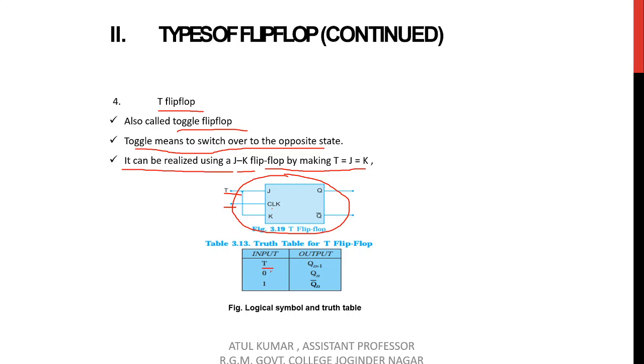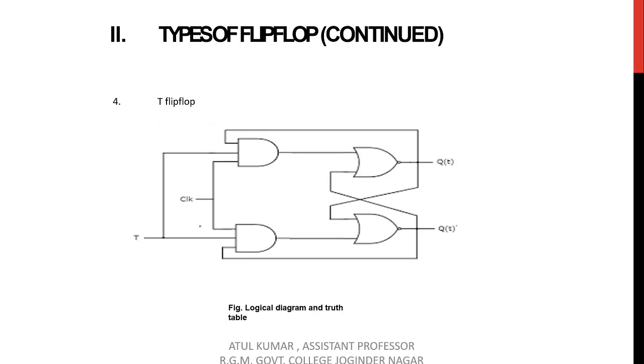So this one is the truth table for the T flip flop. In this case, when T is equal to 0, there is no change, and when T is equal to 1, there is toggle in the output. So this one is the logic diagram for the T flip flop. As we have seen, this is the logic circuit for the JK flip flop, and both the inputs to the JK flip flop are attached to T, to make it a T flip flop.